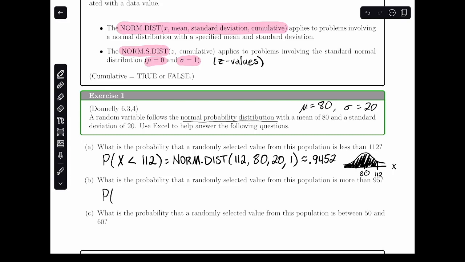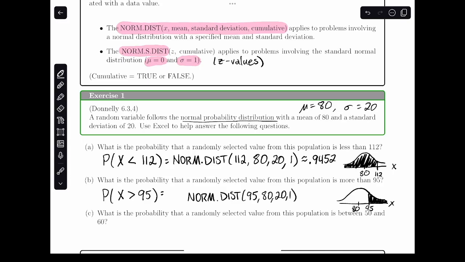Here we want the probability that we get something that's more than 95. So if we draw our picture here, again we have 80 in the middle, and 95 is to the right of that, and this probability would be the area to the right of 95. Well, if I do norm.dist of 95 and put in the mean and standard deviation and true, that would give me the area to the left of 95, which isn't what I want here.